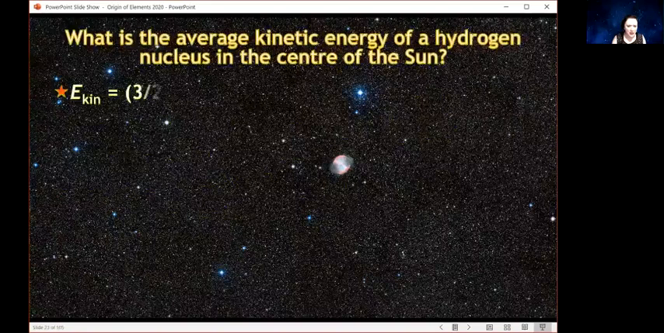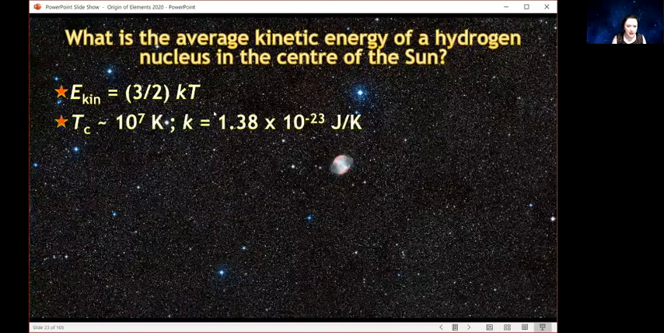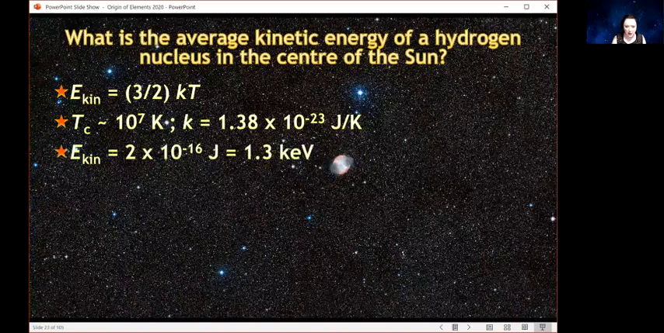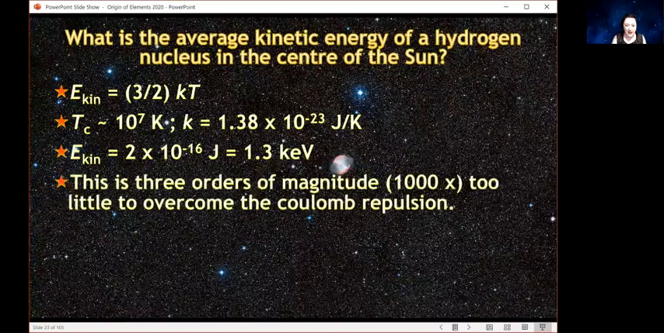Okay, so what's actually happening inside of the sun? The average kinetic energy of a particle is given by this equation again, and my temperature is about 10 million Kelvin. So if I put it in, it's only about 1.3 keV, or 10 to the minus 16 joules. That is 1,000 times too small for them to be able to come together. So the energy is not enough. They're not moving fast enough to be able to come together.